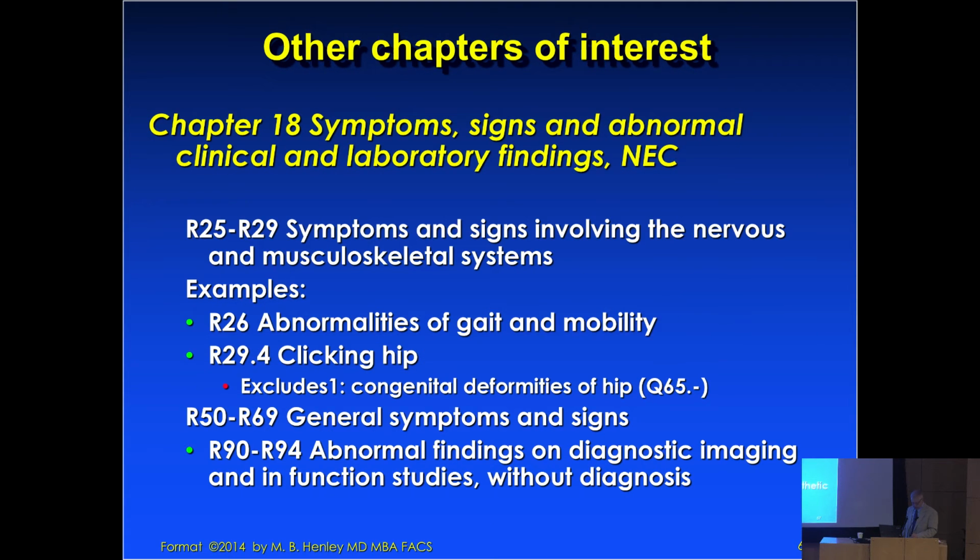Oops, sorry. Chapter 18 is symptoms, signs, abnormal clinical and laboratory findings. There are some musculoskeletal conditions in here, such as abnormalities of gait and mobility. Clicking hip is in here, and other general signs and symptoms.